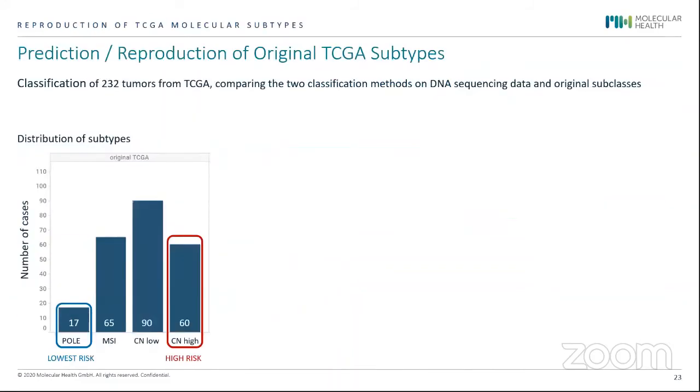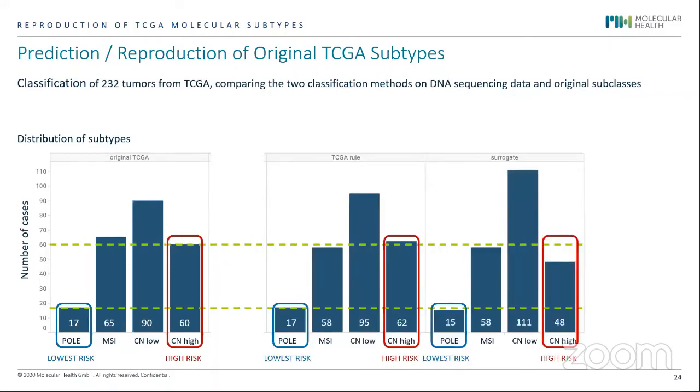Looking at the classification performance here, this is the original distribution of classes in TCGA. And here on the right side, you see the distribution that we get from our two different stratification schemes, or classifiers, let's say, which looks very, very similar. Of course, we could have them totally wrongly classified and still get the same distribution.